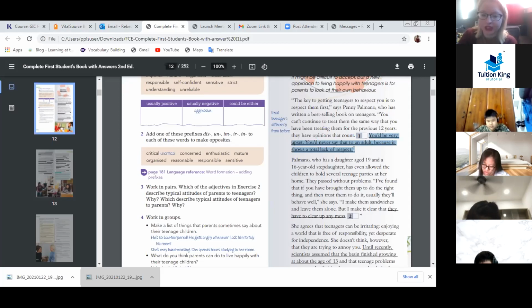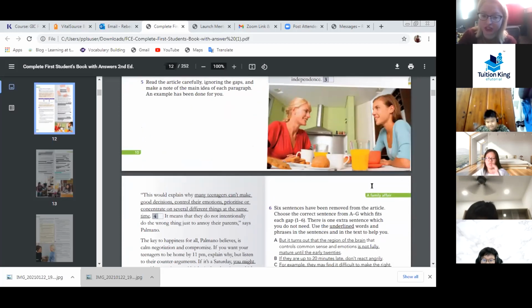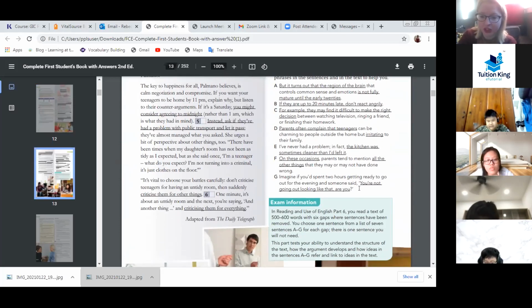Now, this information here has been underlined to help you to pick the answer. So the answer here is G. So I'm now going to go down to sentence G to reveal what it says. Sentence G: "Imagine if you'd spent 2 hours getting ready to go out for the evening and someone said, 'You're not going out looking like that, are you?'"